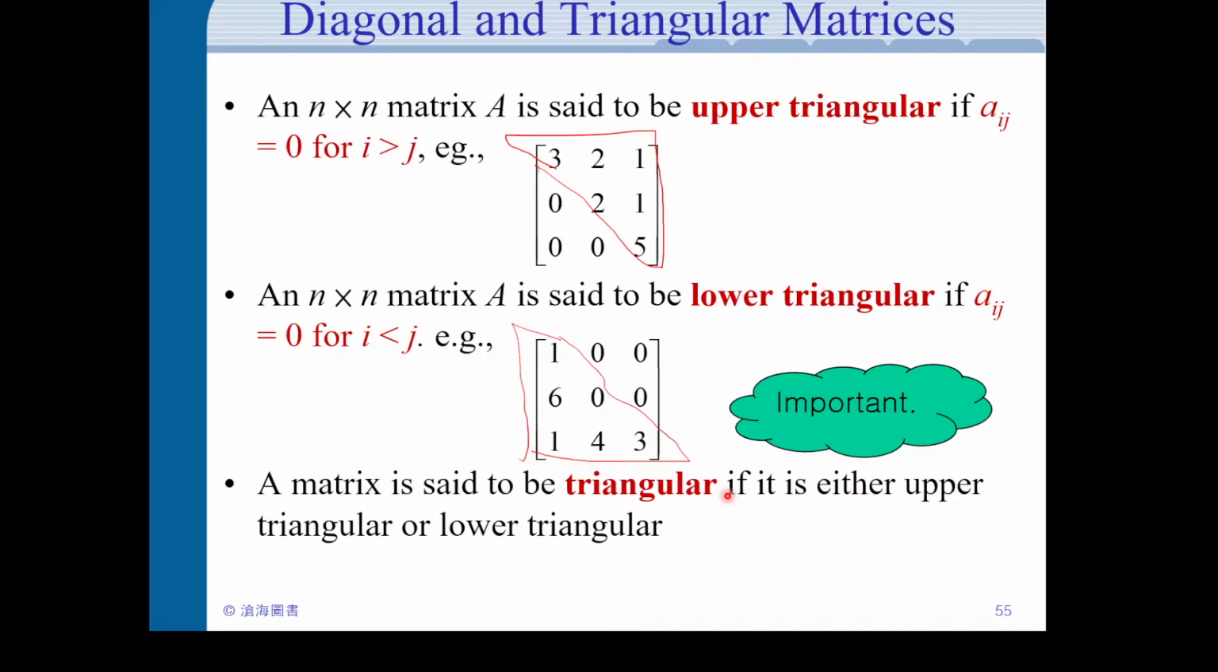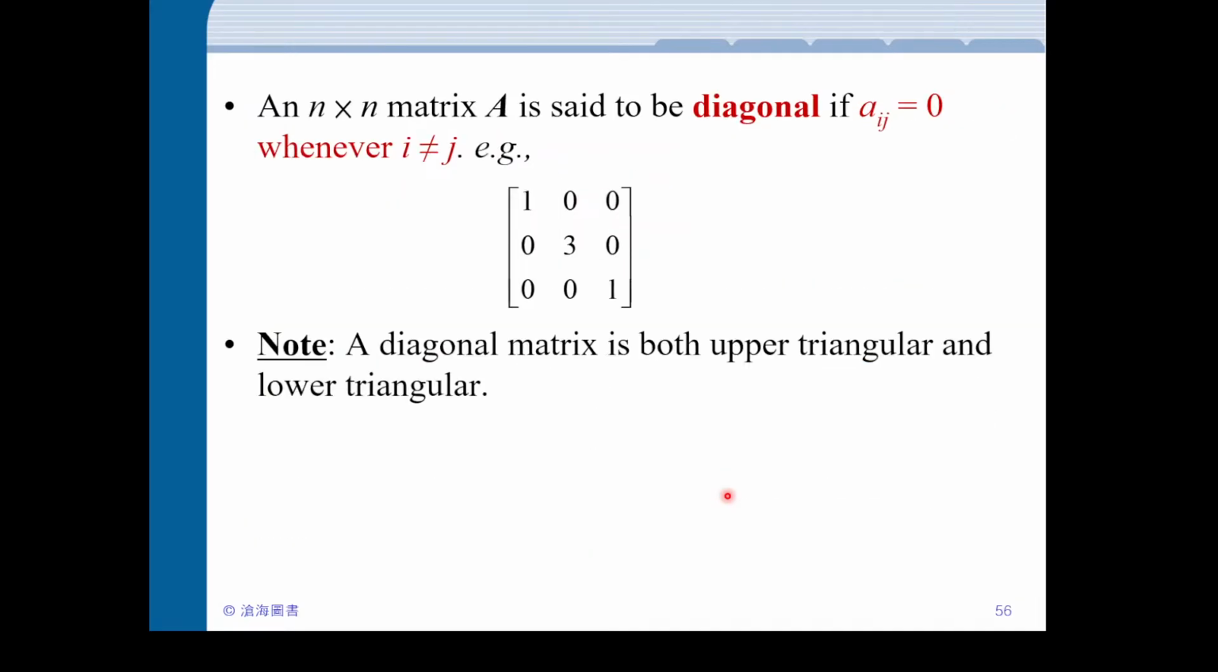Then we also have the diagonal matrix, which means that the only nonzero elements are on the diagonal. So on the diagonal entries can be nonzero, and that means that both the upper triangle part and the lower triangle part are 0. So A_ij equals 0 whenever i is not equal to j. And obviously a diagonal matrix is both upper triangular and lower triangular.